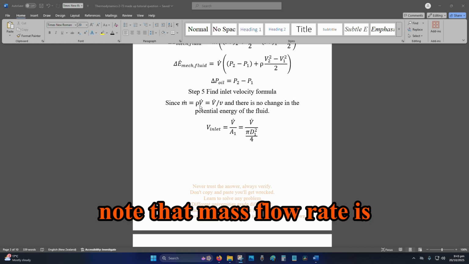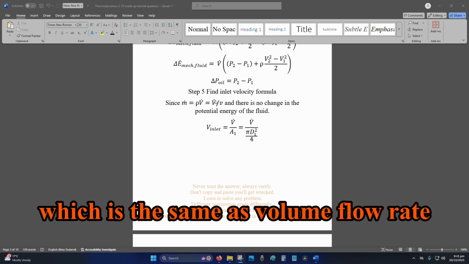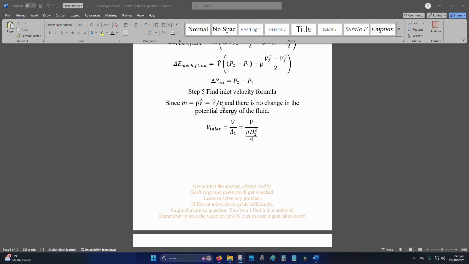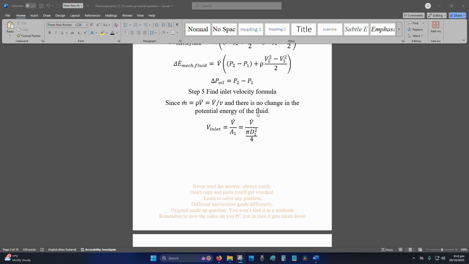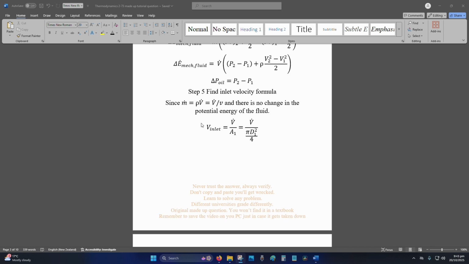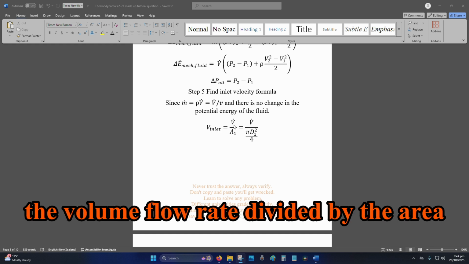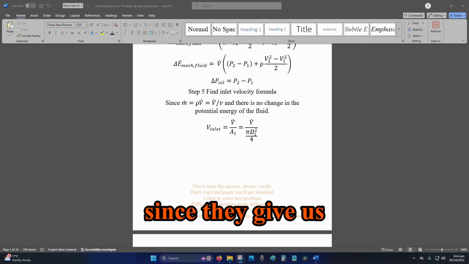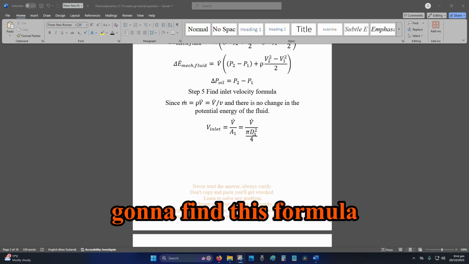Note that mass flow rate is density multiplied by volume flow rate, which is the same as volume flow rate divided by velocity. So there is no change in potential energy of the fluid. One big clue is that they didn't give us an elevation or height. Okay, so the inlet velocity is equal to the volume flow rate divided by the area. Since they give us diameters, that's a big clue on how we're going to find this formula.